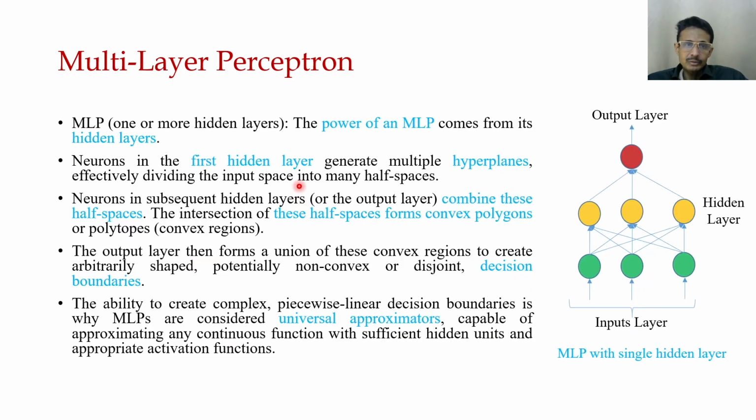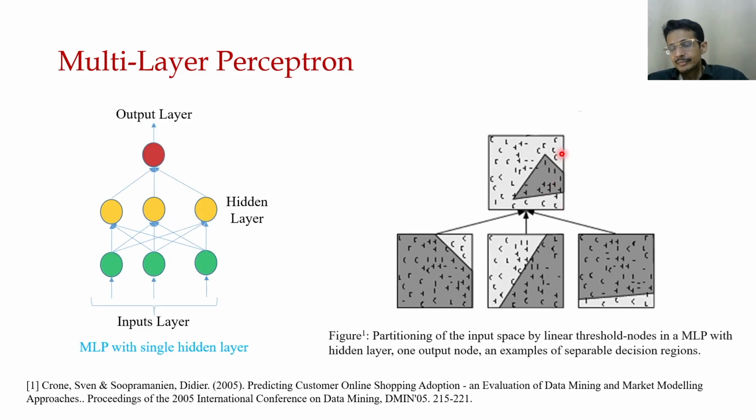The intersection of these half spaces forms convex polygons, called polytopes or convex regions. This is the major power of multiple layers. You can see this has only one hidden layer and one output layer. If we increase more and more layers, we get more and more complex regions. The output layer then forms a union of these convex regions to create arbitrarily shaped, potentially non-convex or disjoint decision boundaries. That is exactly what we have seen here.